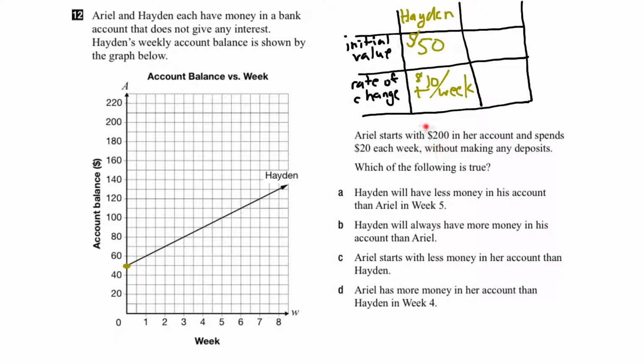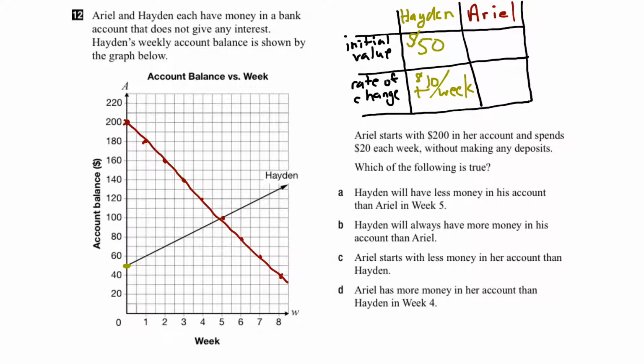She starts with $200. So we can go to the graph and plot that. Ariel starts with $200. And then she spends $20 each week. So after week 1, she'd have $20 less, or in other words, she'd have $180. After week 2, she'd have $20 less, or $160, etc. And we can draw a line through these points.